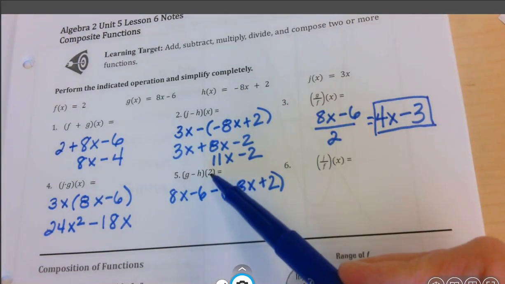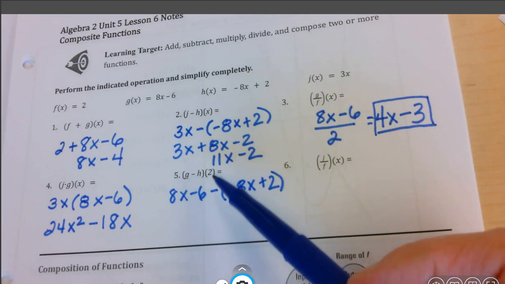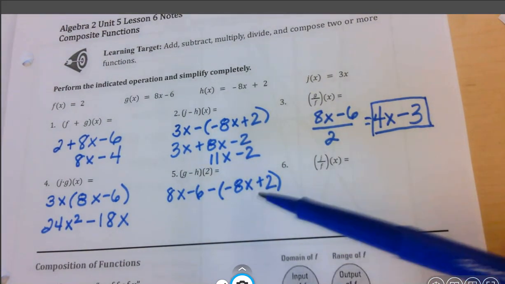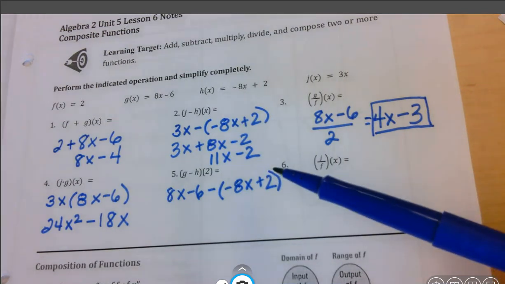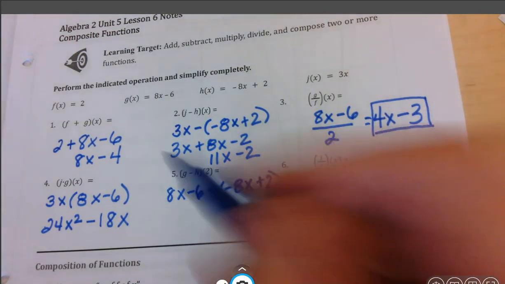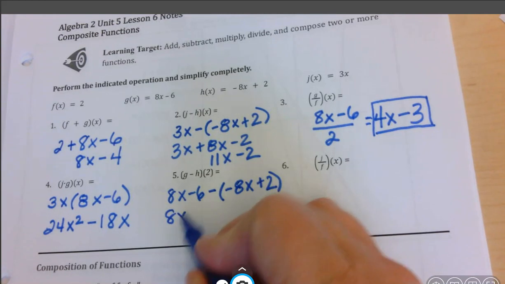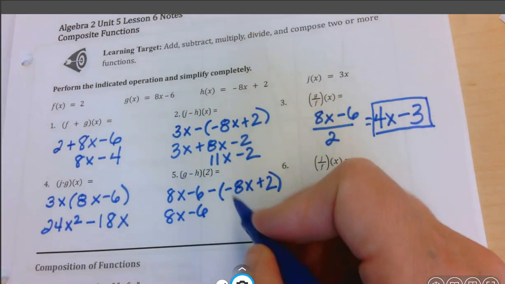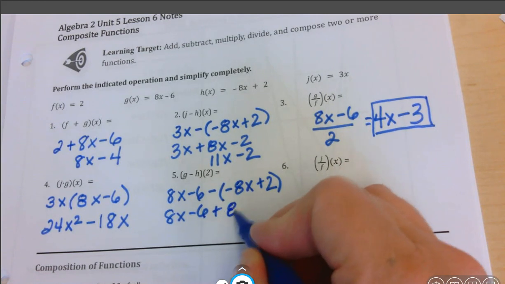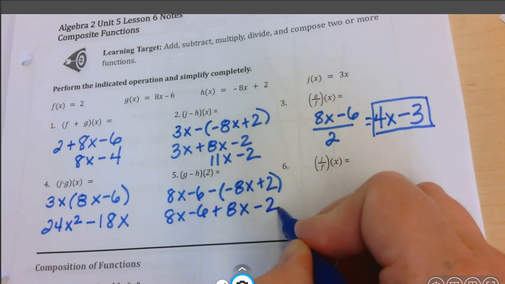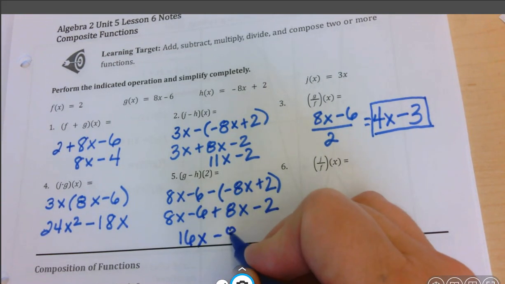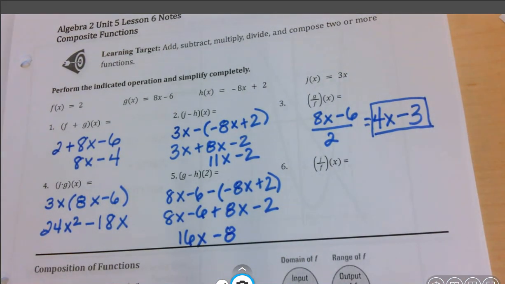So this one, we're putting 2 into the function for x. You could do that first, put it into g and put it into h and subtract, or you can get the simplified expression and then subtract. I already have it set up this way, so I'll do this. So I have 8x minus 6 plus 8x minus 2, 16x minus 8. So far, is this okay?